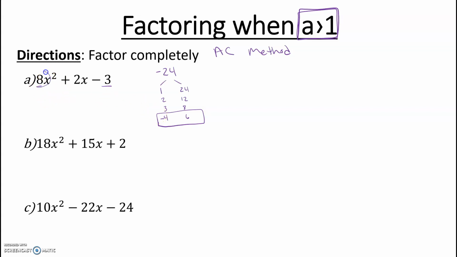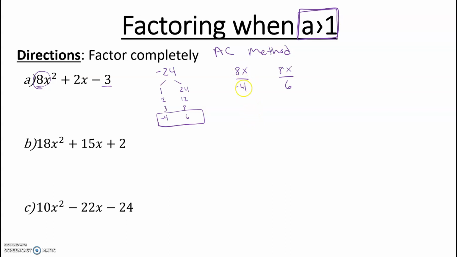So I always take whatever's in front of your x squared, 8x, and we're going to write it twice. We're going to make some fractions. All right, what goes in the bottom? All those two factors that you just found. And now we're going to simplify our fractions.